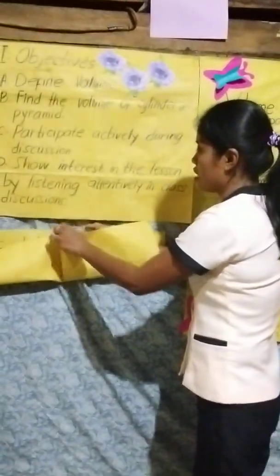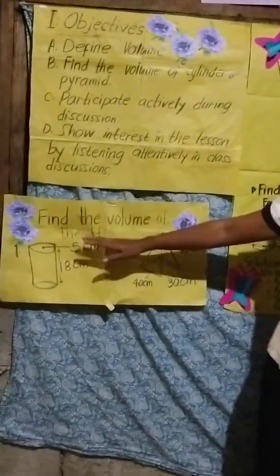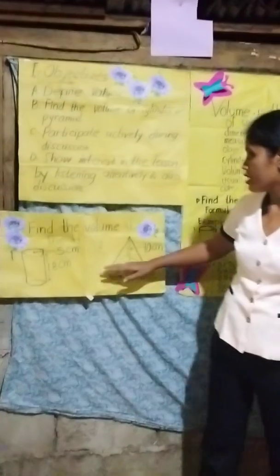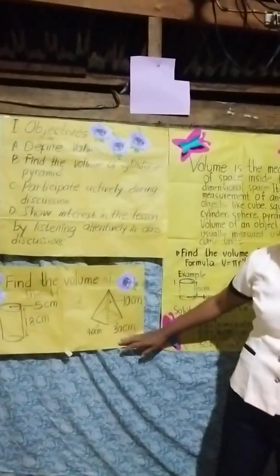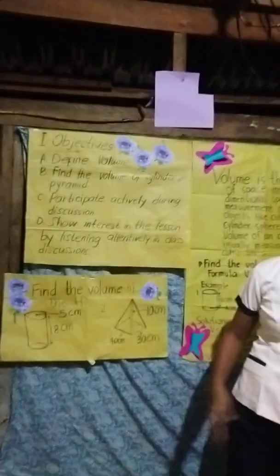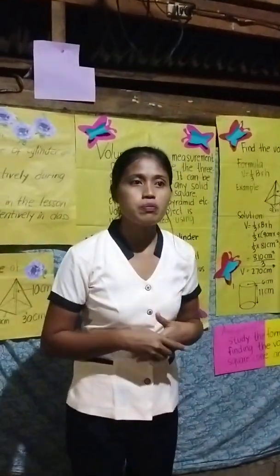Answer the following, class. Find the volume of the following. Number 1, the cylinder, and number 2, the pyramid. I will give you 5 minutes to answer the exercises. Okay, are you done? If you are done, exchange your papers and let's check.